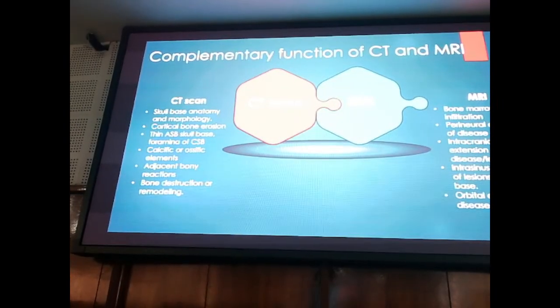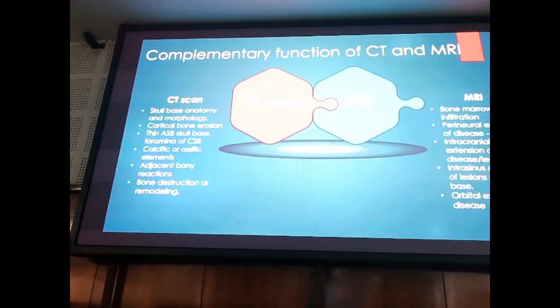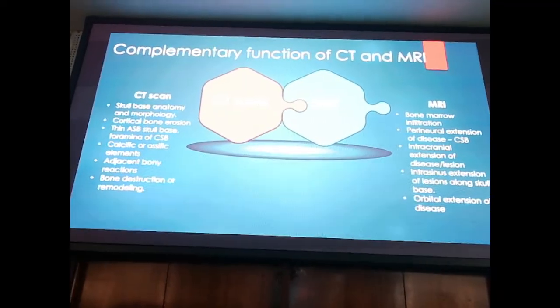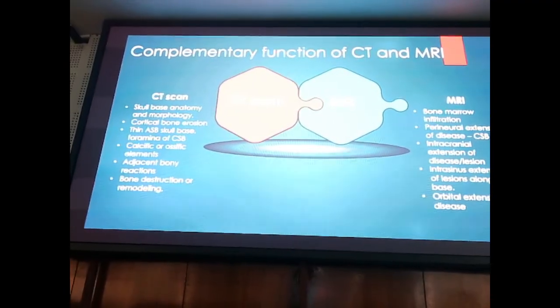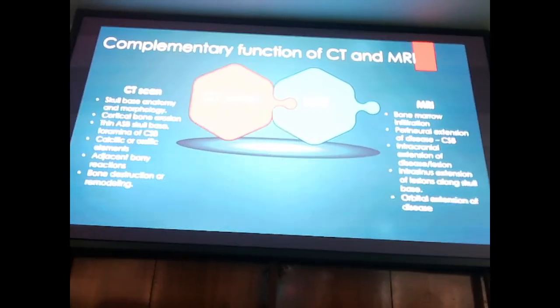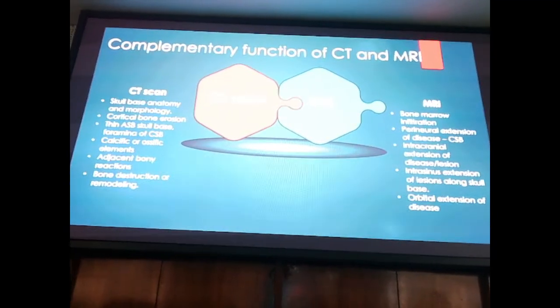So there is a complementary function between CT and MRI. We all know that CT is mainly used for anatomy of the bones, whereas MRI is more involved in giving us soft tissue anatomy, like nerves, muscles, brain, etc. So both of them are quite important, and we use them.